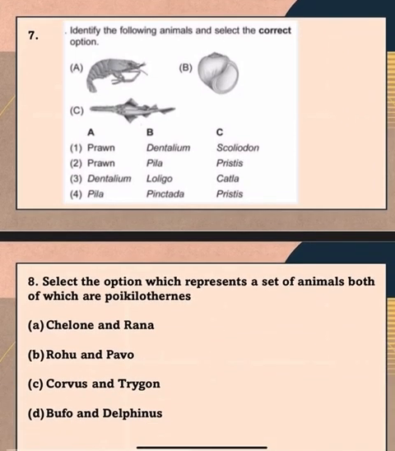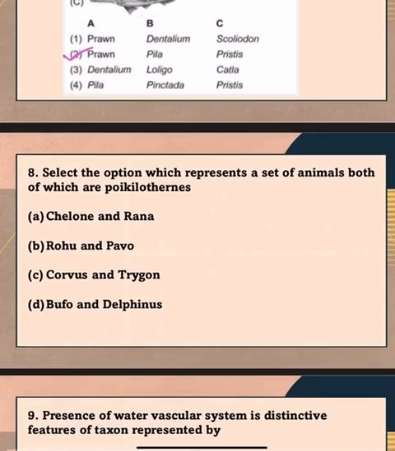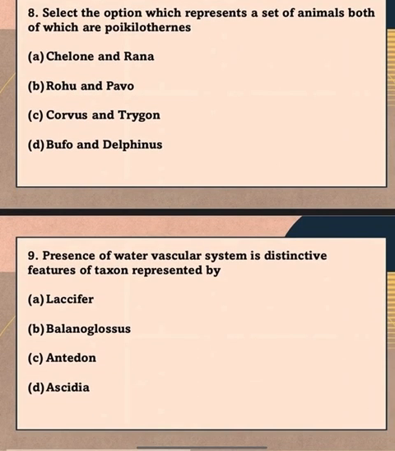Let's go to a diagram based question, the 7th question. Identify the following animals and select the correct option. The first one is a prawn, the second one is Pila, apple snail, and next one is Pristis, sawfish. So the answer is the second option. Diagram based questions, you have to see them before going to the exam. Once you know the diagrams, only then can you point out the labeling and everything.